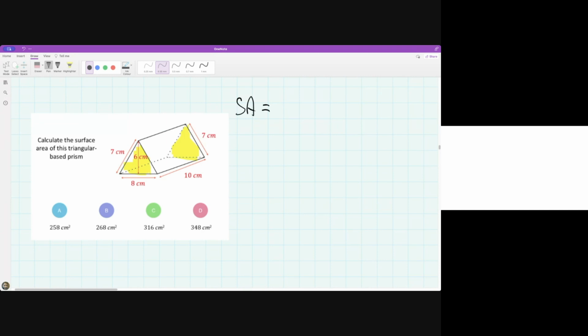I'll give you a chance now to work out what is the area of this triangular prism.